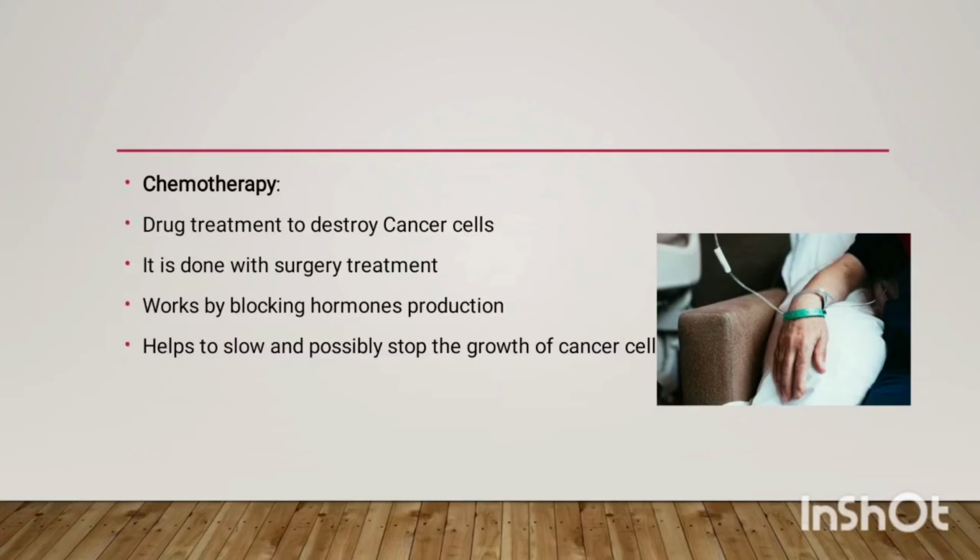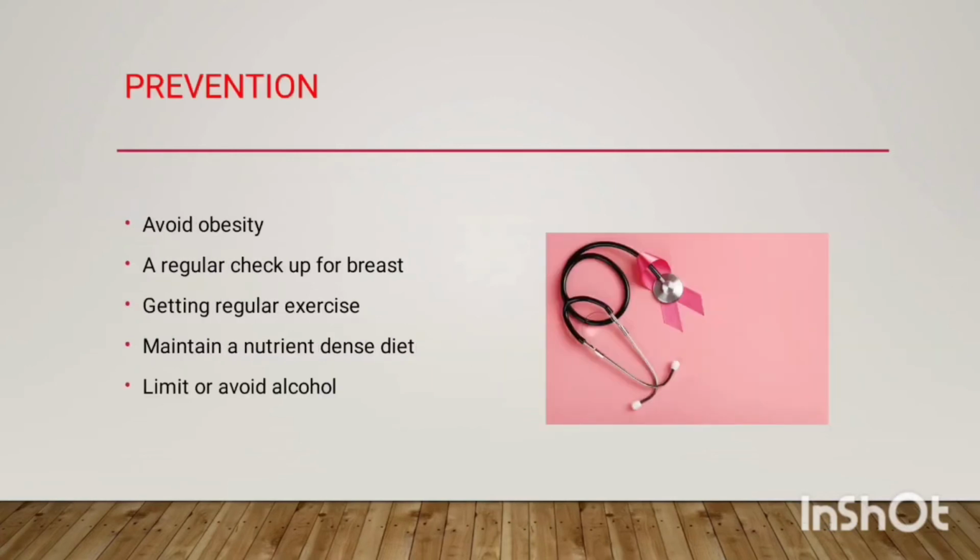So, prevention is most important to avoid breast cancer. A woman should avoid obesity, have a regular checkup of the breast at least every 6 months, get regular exercise, maintain a nutrient dense diet to keep yourself healthy, and limit or avoid alcohol.